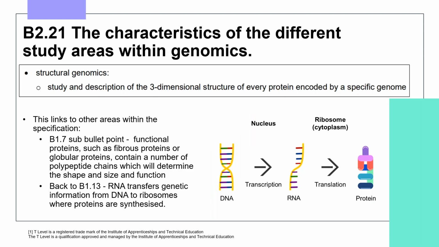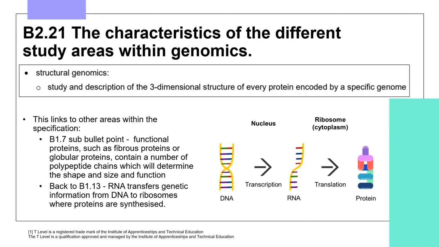Moving on to B2.21, the characteristics of different study areas within genomics. Now I've split these into different areas of study just so we can analyze each in terms of depth and how it may link to previous learning. So here we're starting with structural genomics, which is the study and description of the three-dimensional structure of every protein encoded by a specific genome.